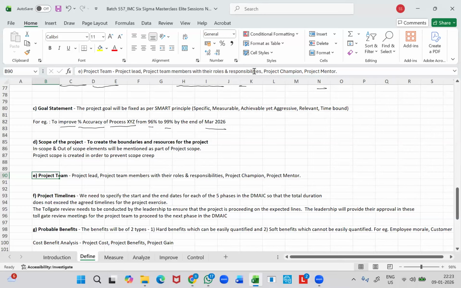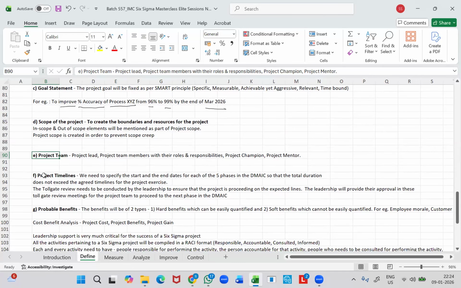As I told you, the project mentor is the person who would be guiding the project team towards successful closure of the Six Sigma project exercise. The project mentor can be a master black belt for a black belt project and can be a black belt for a green belt project. Even for a black belt project, the project mentor can be either a master black belt or an experienced black belt. And then comes the project timelines.